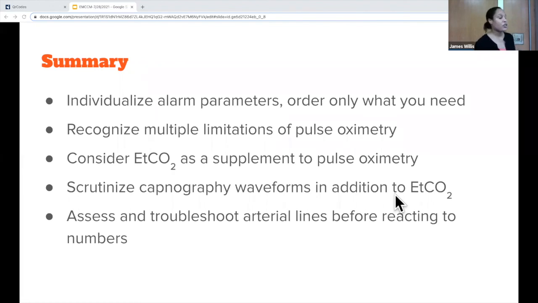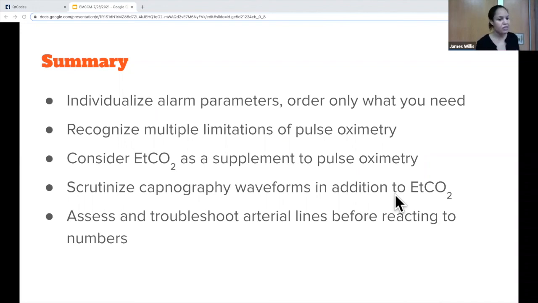Consider end tidal, again, as a supplement to pulse oximetry. And when you're using end tidal, look at the shape of the waveforms, because that's telling you a lot. It's not just the number, it's the waveforms. That's going to give you a lot of early information about what's going on with your patient during procedural sedation. If they stop breathing, you're going to see a change in the waveform before you get a change in the pulse ox.